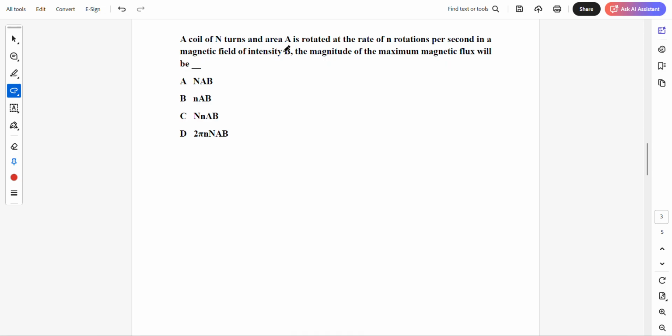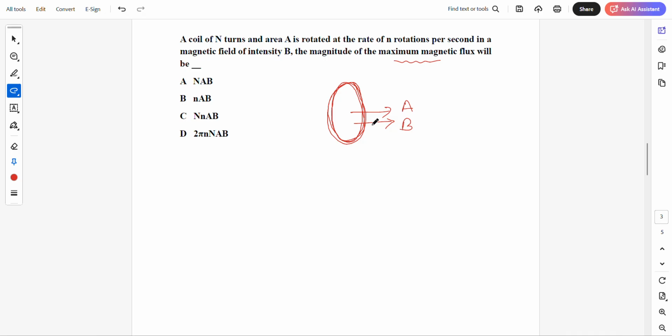A coil of n turns and area A. Now you have one coil, here n number of turns are there, and it is rotated at the rate of n rotations per second in a magnetic field of intensity B. The magnitude of the maximum magnetic flux will be, okay, this is area and magnetic field, making angle theta. They are parallel to each other.